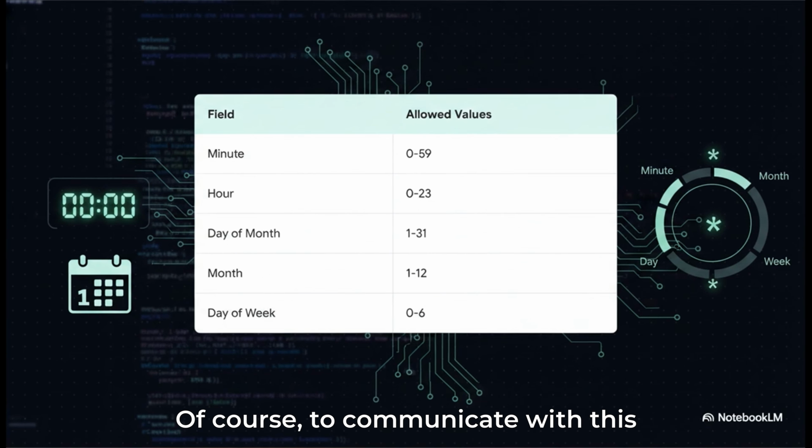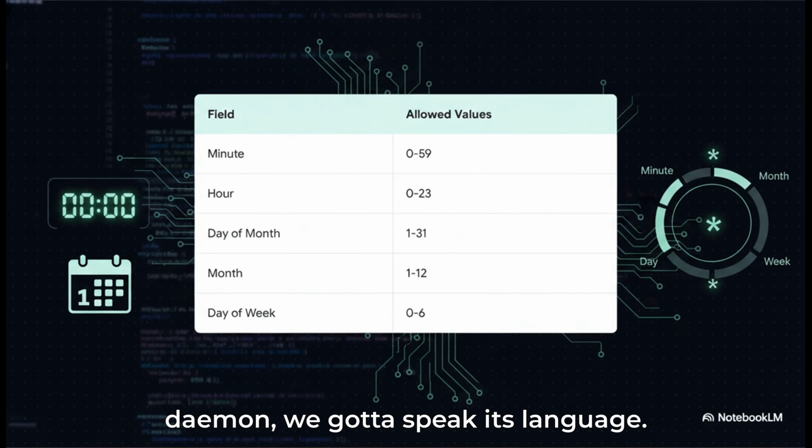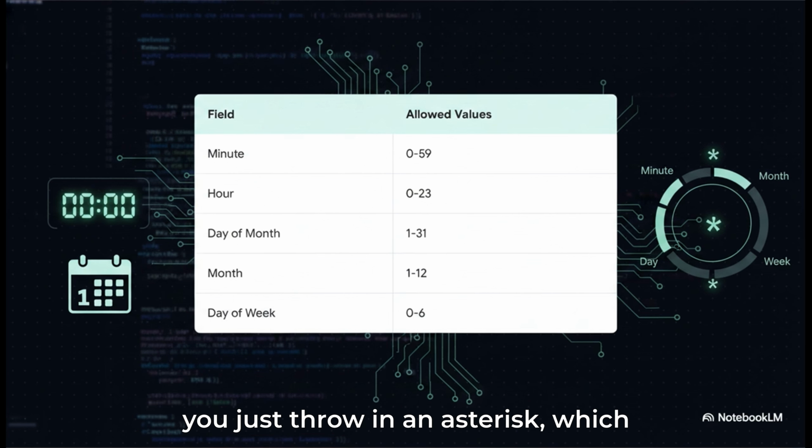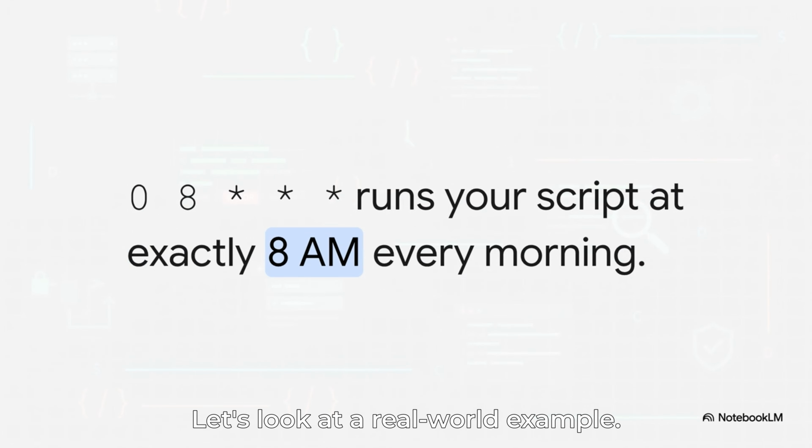Of course, to communicate with this daemon, we gotta speak its language. Every single crontab entry starts with a 5-field format representing time and date: minute, hour, day of the month, month, and day of the week. If you don't care about a specific field, say the month, you just throw in an asterisk, which simply means every. Let's look at a real-world example.